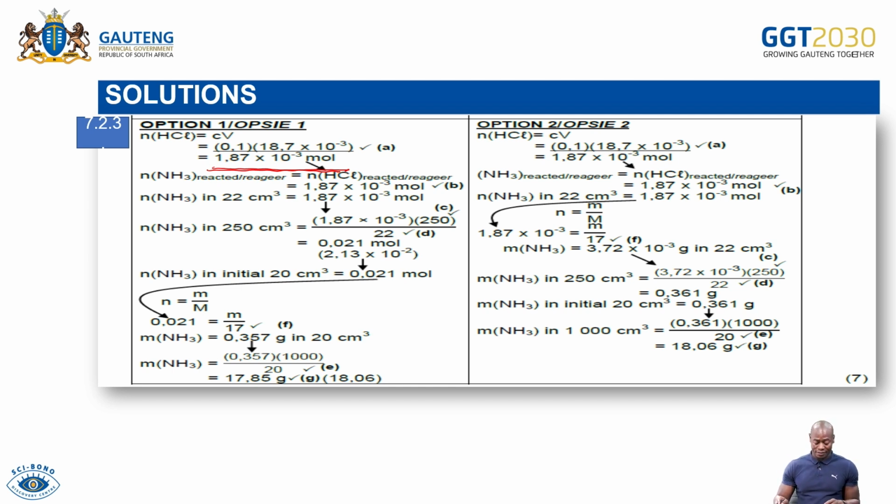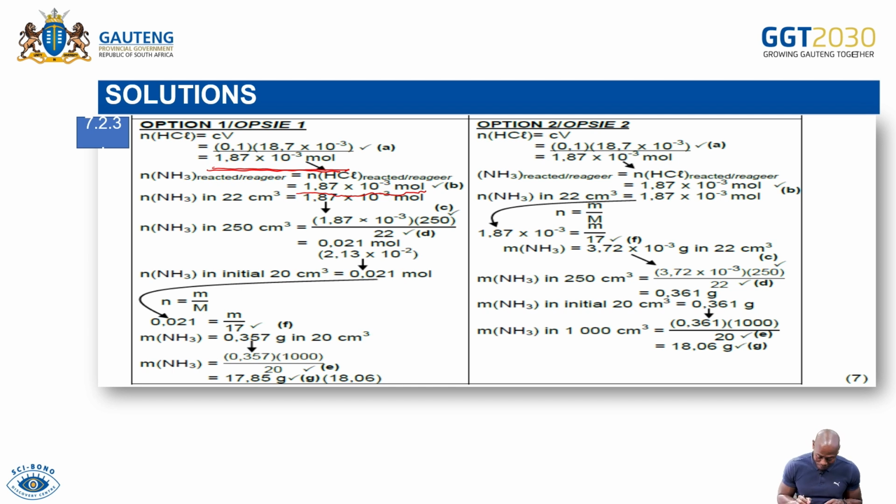Then from the number of moles of hydrochloric acid, we are looking for what now? The number of moles of ammonia that reacted. And how are we going to get the number of moles of ammonia reacted? We have to use the mole ratio. If you check in that equation, the ratio of ammonia to hydrochloric acid is 1:1. Hence the number of moles of ammonia reacted is also 1.87 times 10 to the power negative 3 mole. So now we have the number of moles of ammonia that reacted. Actually, these are the number of moles of ammonia in 22 cubic centimeters, which is 1.87 times 10 to the power negative 3 mole.